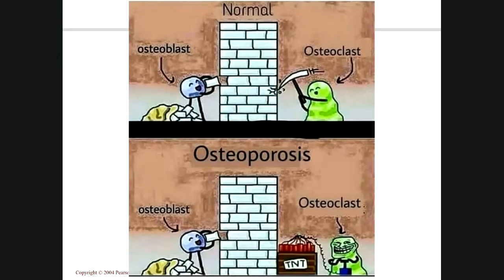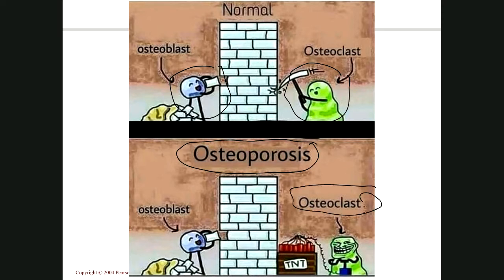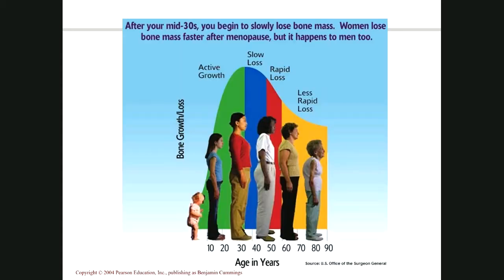Normally, if you look at this cartoon, osteoblasts and osteoclasts, remember they work together. They reshape and remodel. But during osteoporosis, the osteoclasts are working at a much, much higher rate than osteoblasts are. And so we're going to remove bone a lot faster than we're going to deposit it. And when you do that, you lose bone mass.